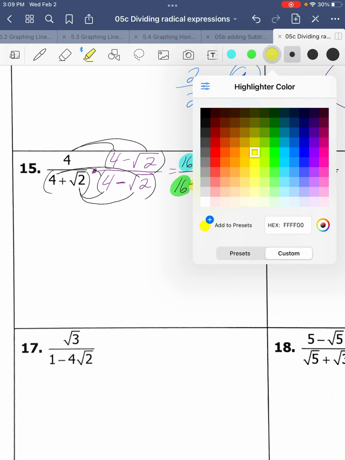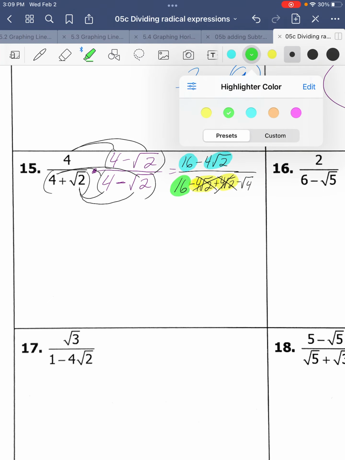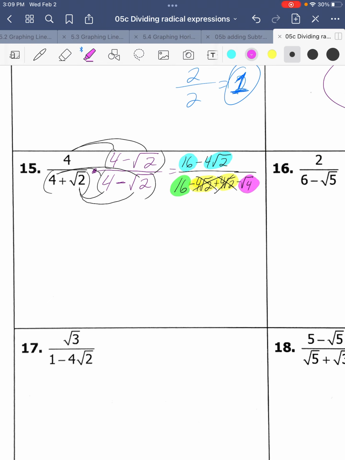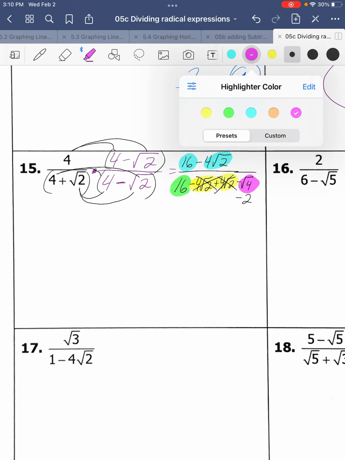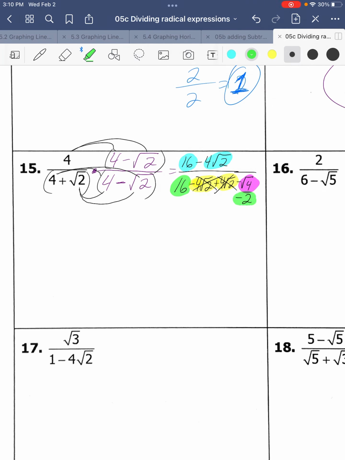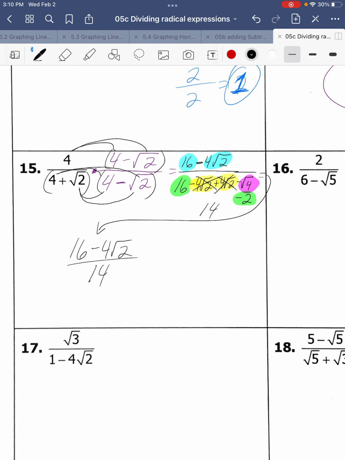And then the last, I have the square root of 4. Square root of 4 simplifies to 2, so this is going to become minus 2. So now I actually do have like terms with a 16. 16 minus 2. That's going to end up being 14. So our denominator is 14. So let's pull this together. So I have 16 from the numerator minus 4 square root of 2, all divided by 14.